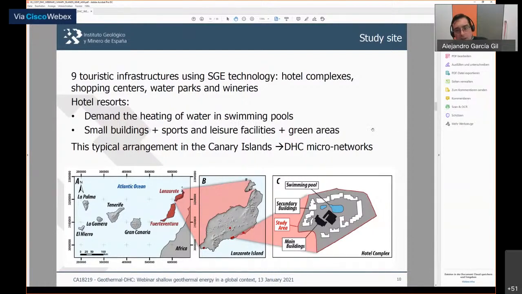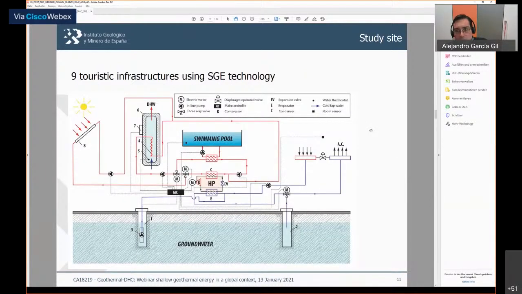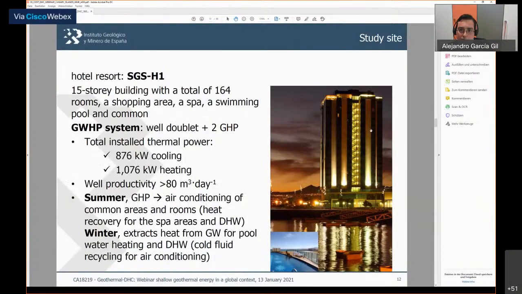Next slide. Under the category of hotel resort, 5 installations were considered as representative facilities. The first system is a 15-story building with a total of 164 rooms, shopping area, spa, and swimming pool. It's located on the island of Lanzarote. It's a groundwater heat pump system with a well doublet, and the installed thermal power is 876 kilowatts for cooling, 1,076 for heating. In summer, the geothermal heat pump supplies chilled water for air conditioning of common areas, rooms, and so on. During the winter, the geothermal heat pump changes the operation mode to heating and extracts heat from groundwater for pool water heating and domestic hot water production.